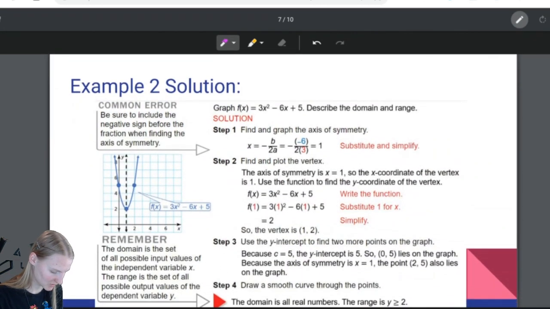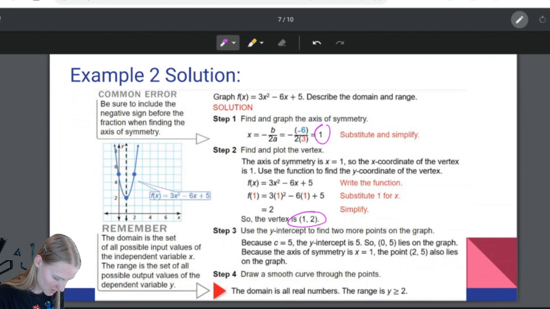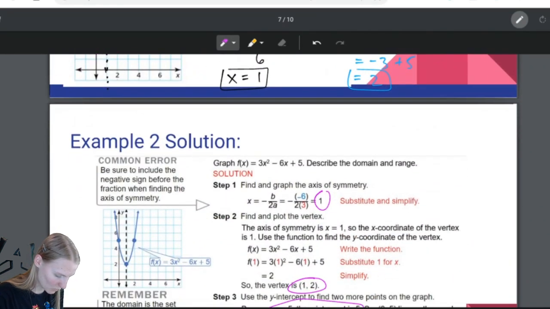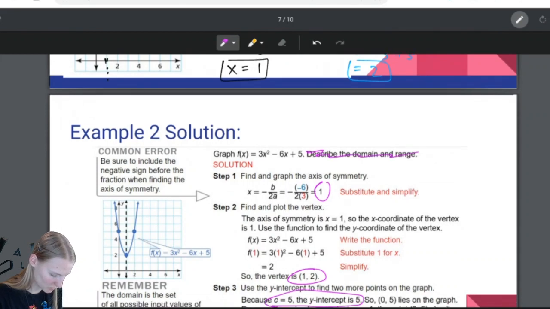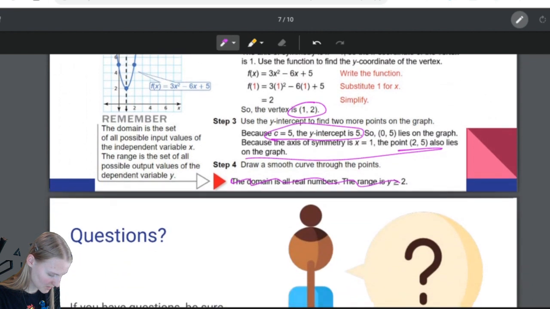Okay. Let's see if we were right. X equals 1. Vertex is 1, 2. C equals 5, so the y-intercept is 5. So the point (0, 5) also lies on the graph. Beautiful. Did it say? Nope. Okay. We're not describing the domain and range, so don't worry about that.